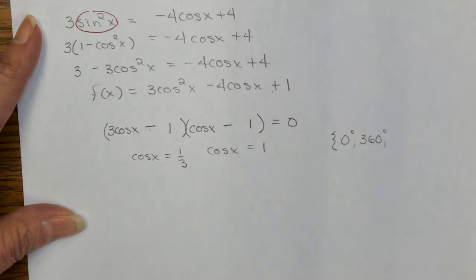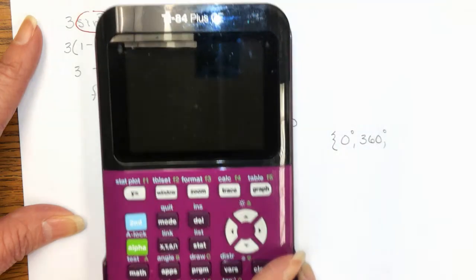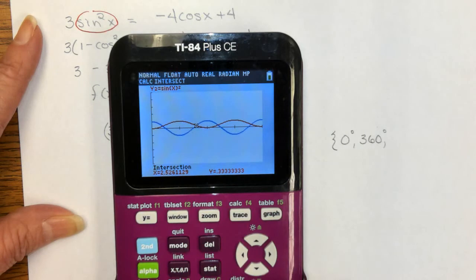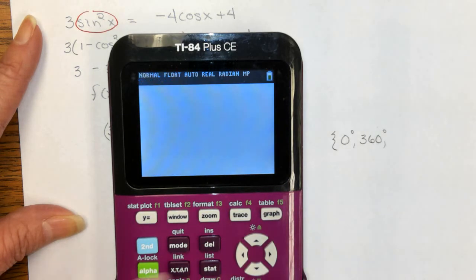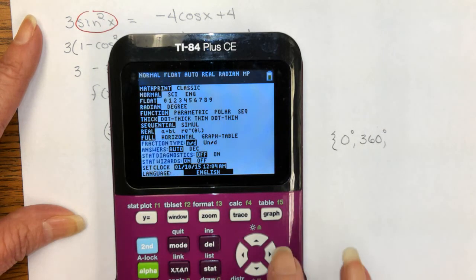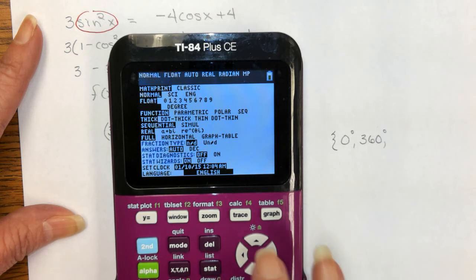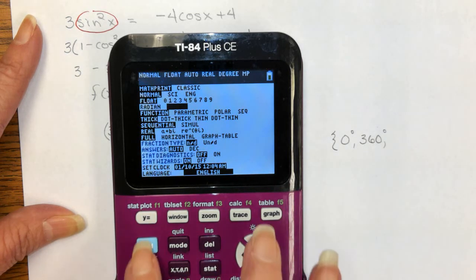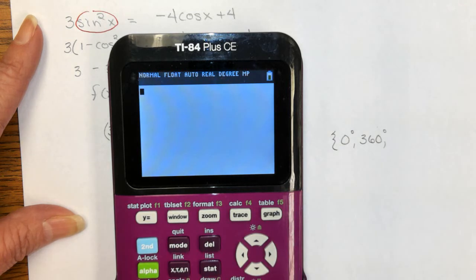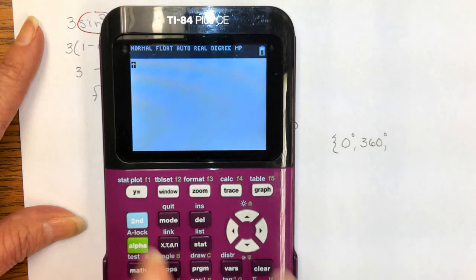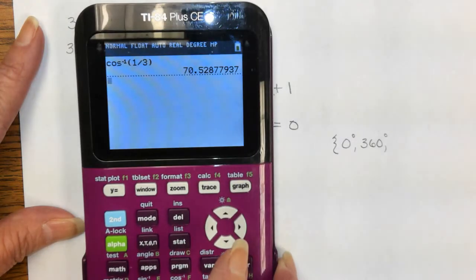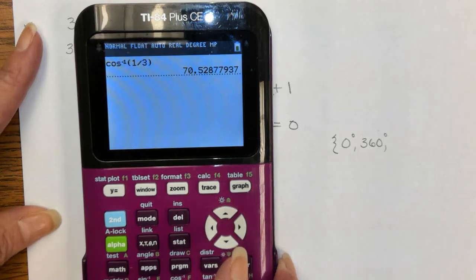Now, I'm not going to panic with that 1/3 because I know I can go to my calculator and I can make sure that my calculator is in degree mode. And then all I have to do is just do arc cosine of 1/3 to get my answer that's in quadrant 1. And so that is going to be 70.5 degrees.